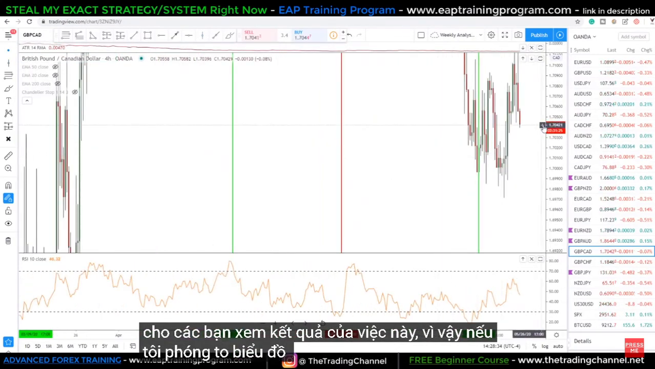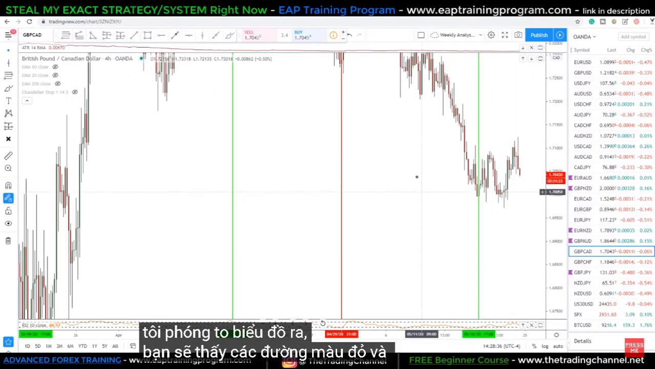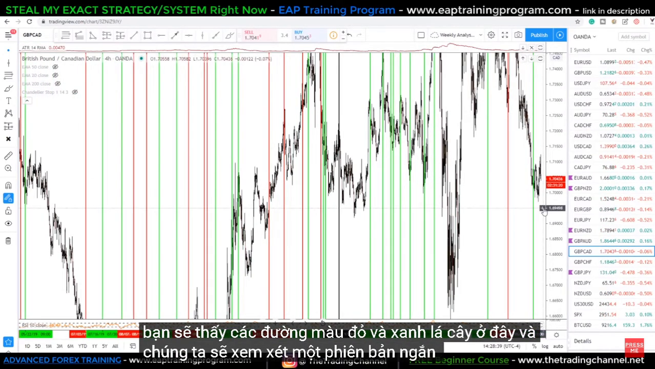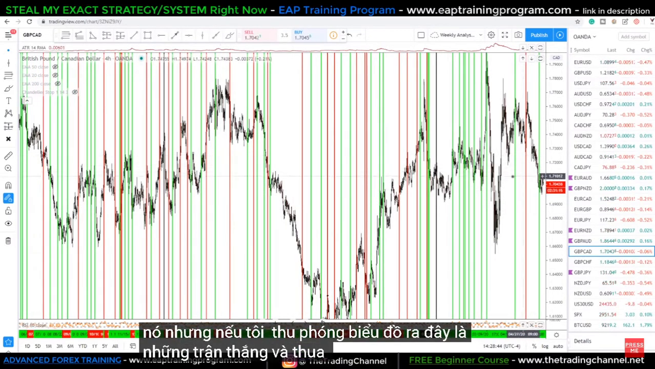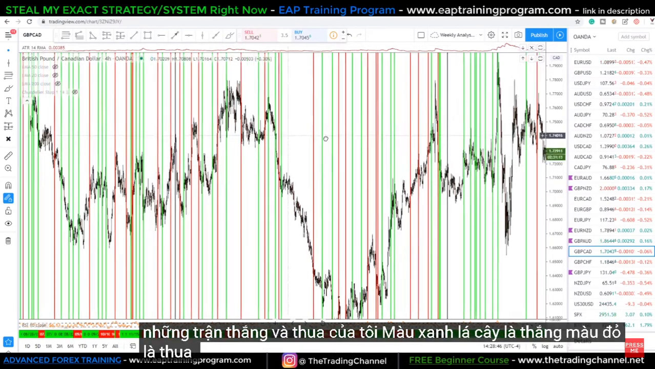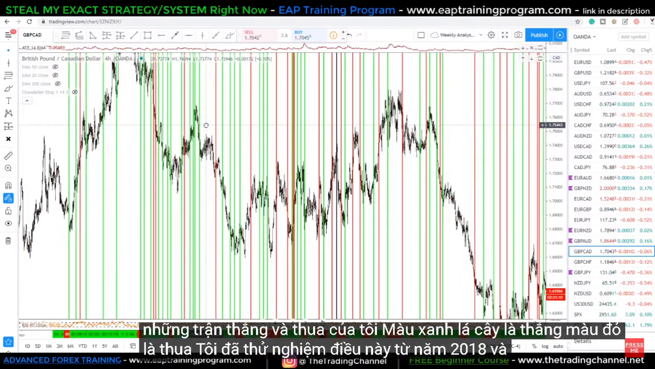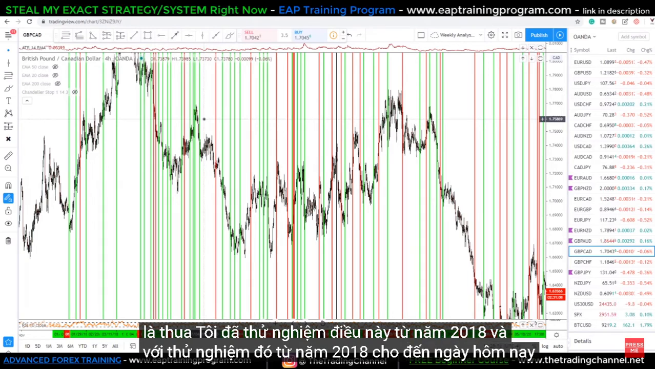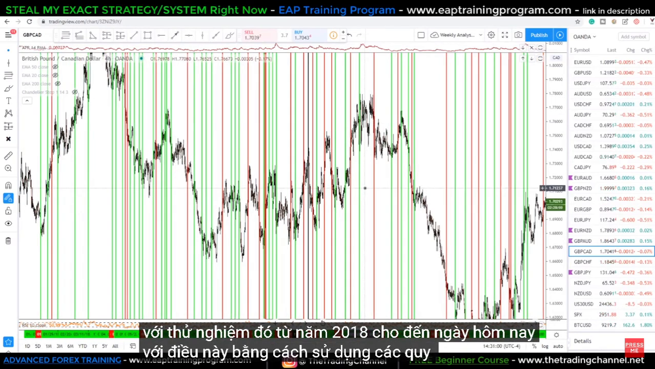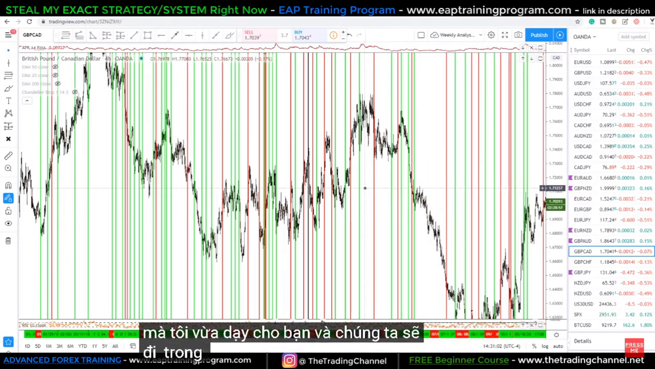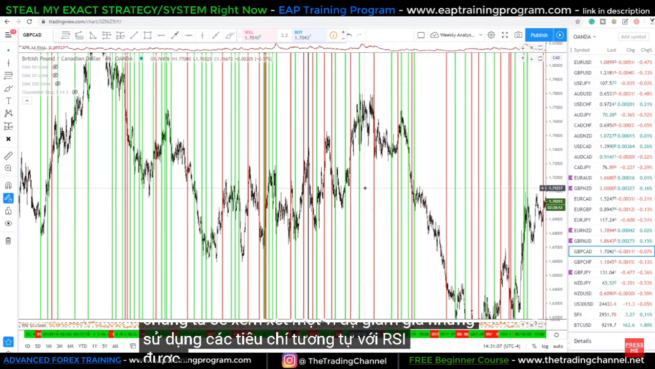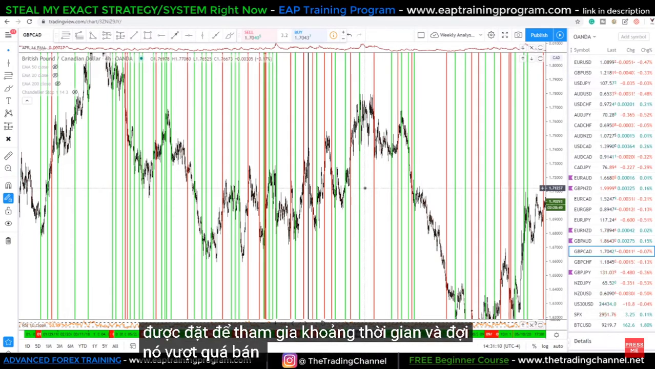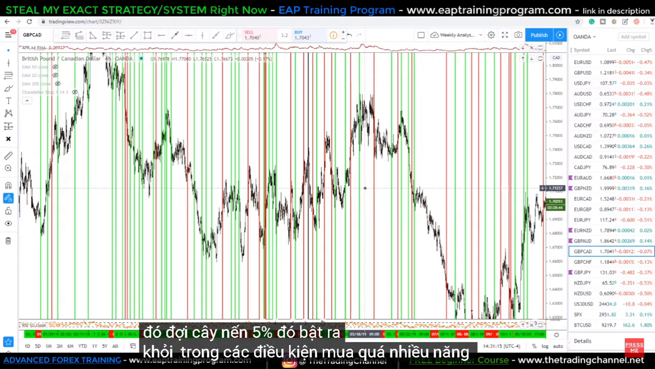So if I zoom the chart out, you'll see red and green lines here. We're going to go over a short version of this in just a second, a bearish version of it. But if I zoom the chart out, these are my wins and losses. Green is a win, red is a loss. I tested this from 2018 until today's date, using the same exact rules that I just taught you. We'll go over a bearish example, but using those same criteria with the RSI set to a 10 period and waiting for it to go oversold or overbought, and then waiting for that 5% candle to pop us out of oversold or overbought conditions.